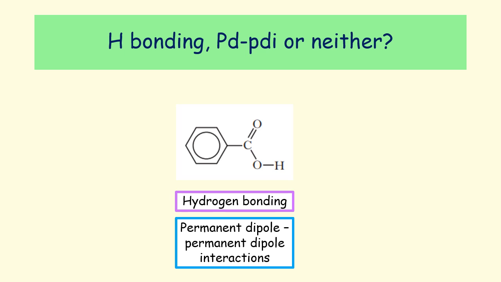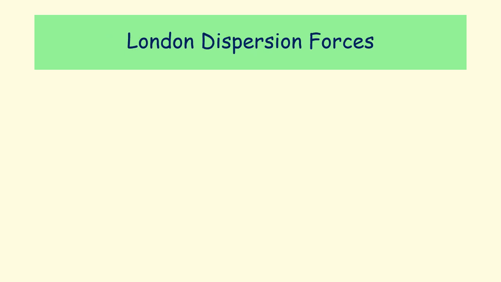So we now know the difference between hydrogen bonding and permanent dipole interactions, and can identify if a molecule has one or the other, if it has both, or if it has neither. We have a third type of intermolecular force called London dispersion forces. And this is quite difficult to describe, but you can be asked to explain how they arise.